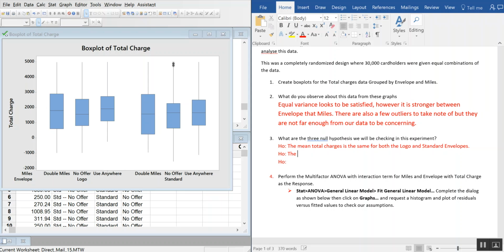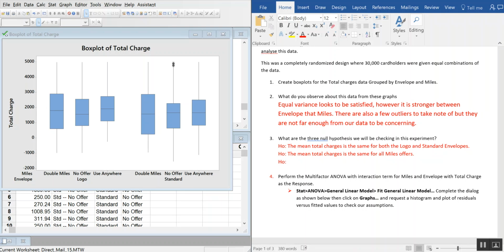The next one I'm going to say the mean total charges are the same for all mileage offers. I'm going to say miles offers. So the idea being that no matter which mileage offer the individual received, their spending habits didn't change.